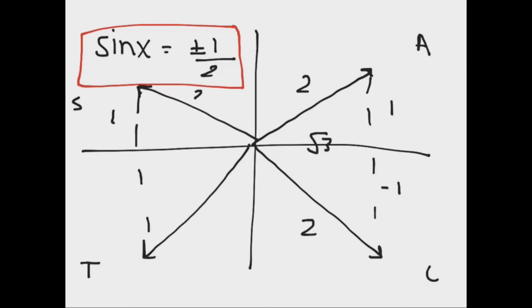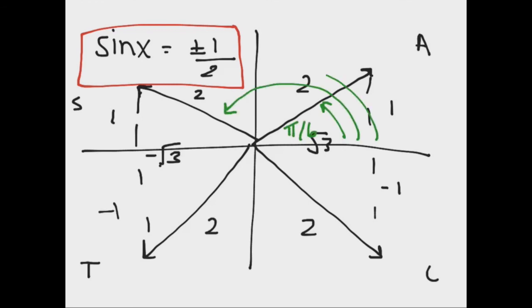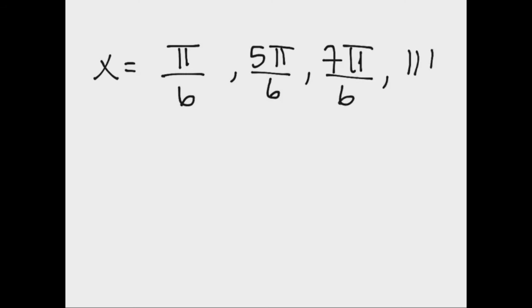Having filled in all the values for each triangle's sides, we can see that the acute angle is pi over 6. Therefore, the values of x are pi over 6, 5 pi over 6, 7 pi over 6, and 11 pi over 6.